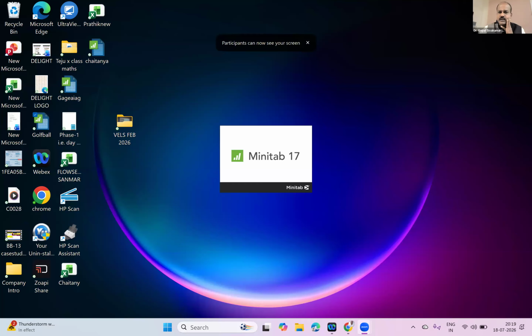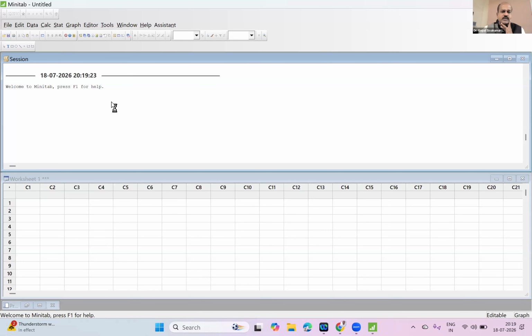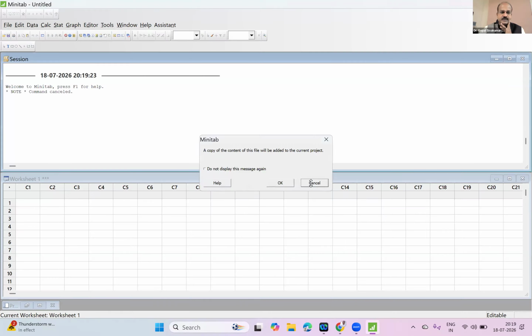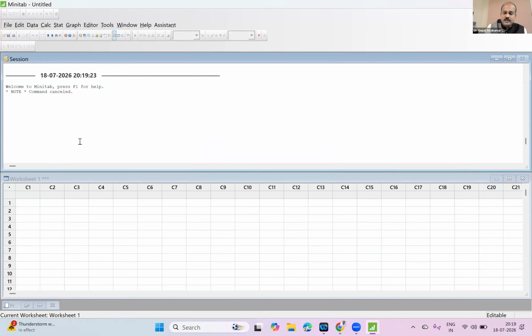In order to understand, let us have a simple example, and then I will take you through some case studies of hypothesis testing. I'm opening Minitab so that we can also make use of it in parallel while doing the hypothesis test.